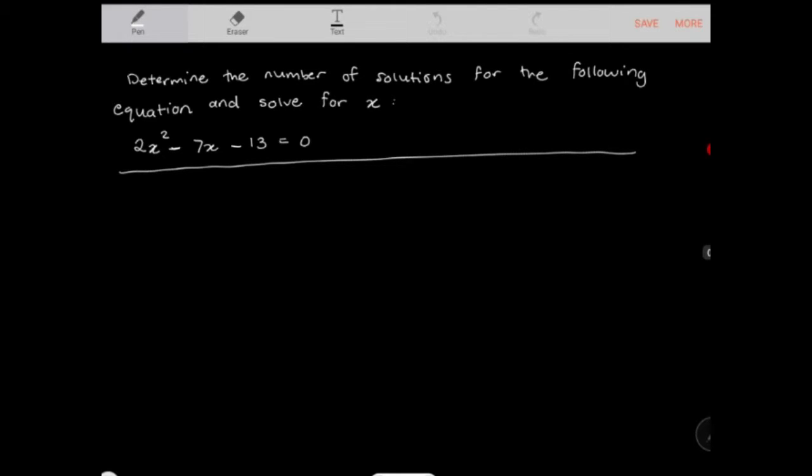Alright, let's determine the number of solutions for the following equation and solve for x. So to determine the number of solutions, we can employ something called the discriminant method, which is b squared minus 4ac, right? And this actually comes from the quadratic formula.